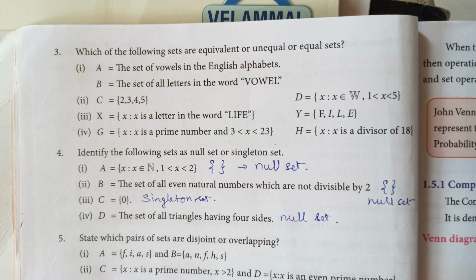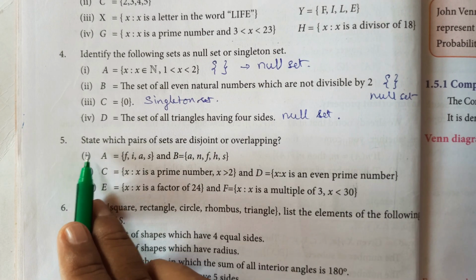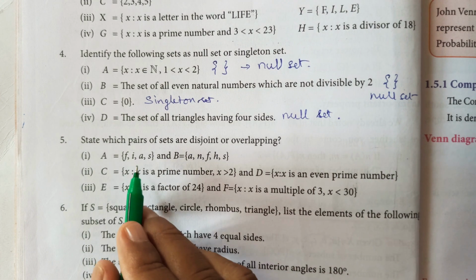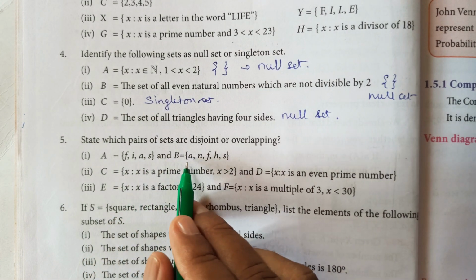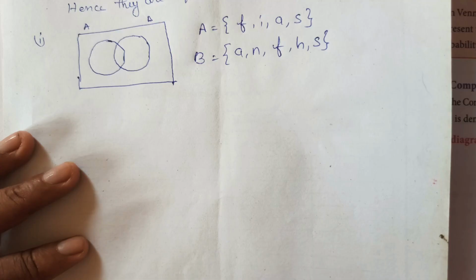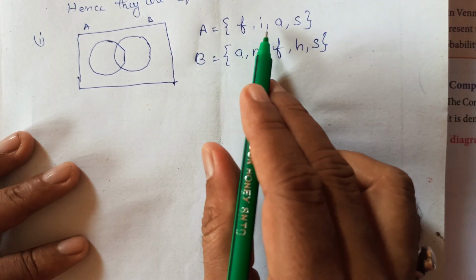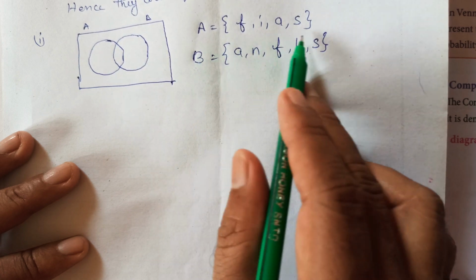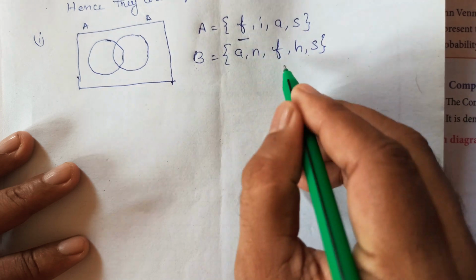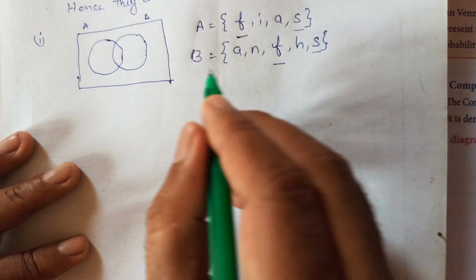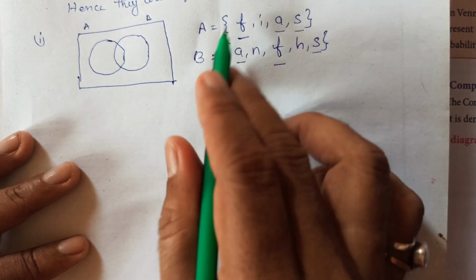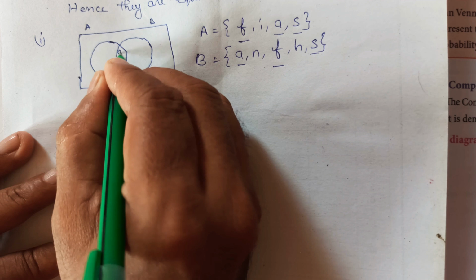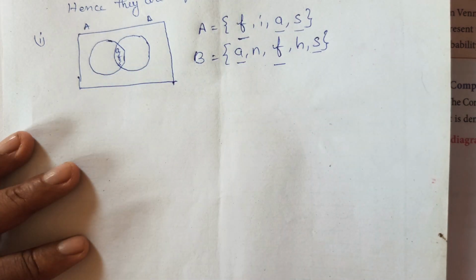Now question number 5. State which pair of sets are disjoint or overlapping. The first question: A is equal to {F, I, A, S} and B is equal to {A, N, F, H, S}. These are the two sets given. As you can see, F is there in both, S is there in both, and A is there in both. So these 3 elements are in both, we have to write A, F, S in between.